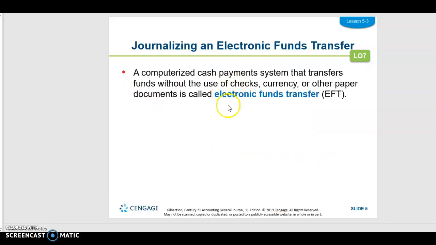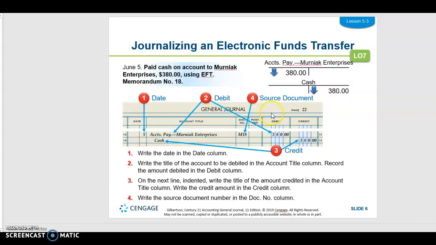We're also going to learn about journalizing electronic funds. Any computerized cash payment system that transfers funds without the use of a check or money is called electronic funds transfer. So you can transfer money from your checking to savings, or savings to checking, all on the computer without ever going to the bank. And that's what they're referring to with the EFT, electronic funds transfer.